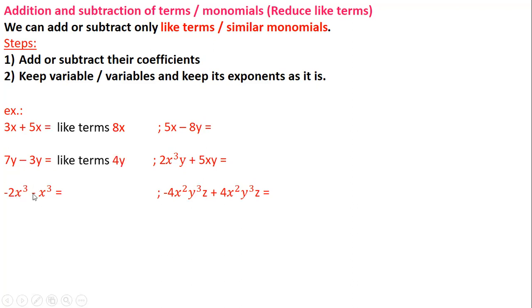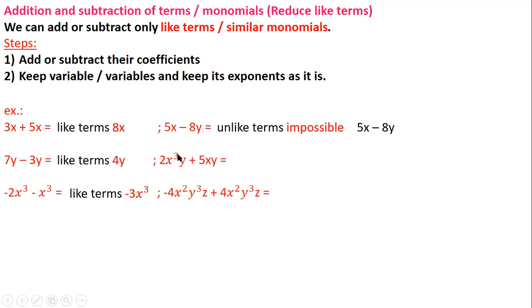Now, negative 2x cubed minus x cubed, also here the variable is x, the variable is x, exponent 3, so we have like terms. Minus 2 minus 1 gives me minus 3, and we keep the variable x with exponent 3. 5x minus 8y. Here the variable is x, the variable is y, so these are not like terms. Because they are unlike terms, it's impossible to add different terms or unlike terms. So the answer will be 5x minus 8y. We cannot add or subtract them.